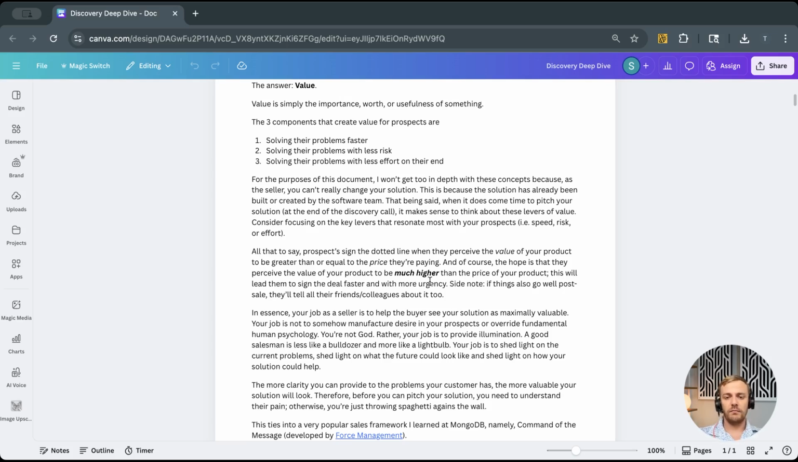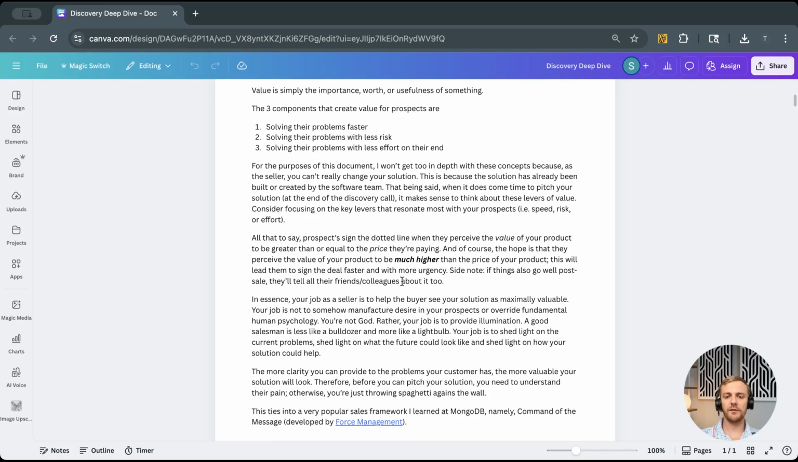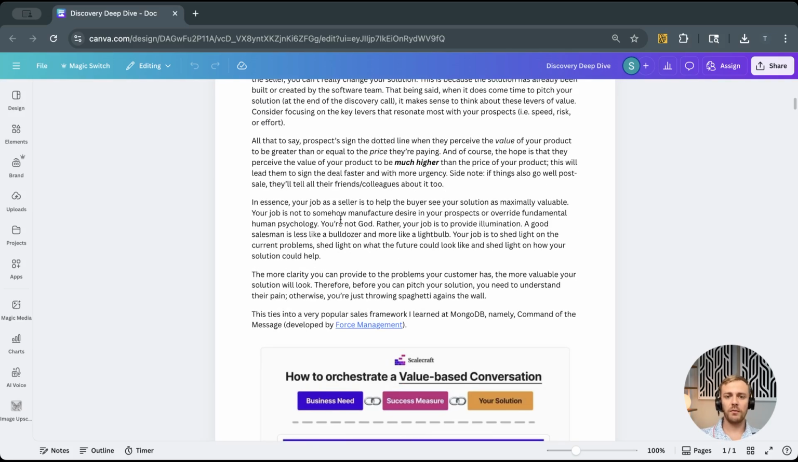So we want our solution to be seen as valuable as possible. Also, if things go well post-sale, they'll tell all their friends and colleagues about your solution as well. So your job as a seller is to help the buyer see your solution as maximally valuable. This is important to note. You can't manufacture desire in your prospects or override fundamental human psychology. You're not God. Your job is rather to provide illumination.